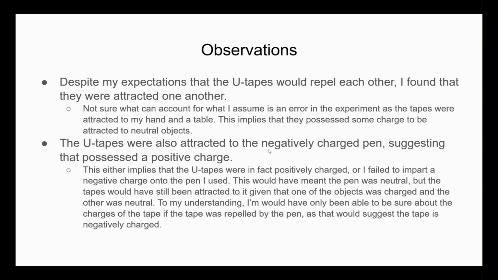And then I did observe that the U tapes were positively charged as they were attracted to the negatively charged pin. So they were either positively charged or the pin just failed to have a negative charge after I attempted to induce a negative charge on it, and that means that they could be either charged because they would still be attracted to neutral objects. The only way I'd be able to know what charge they were for sure is if they were repelled by the pin, which would mean that they were negative because the pin was negatively charged.